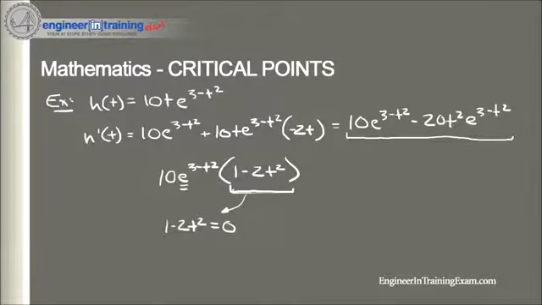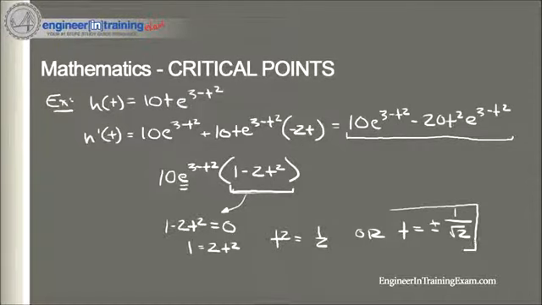So we got 1 is equal to 2t squared, which means that t squared is equal to 1/2, or t is equal to plus or minus 1 over the square root of 2. So our two critical points now are plus 1 divided by the square root of 2 and minus 1 divided by the square root of 2. Those are our critical points for this given function.